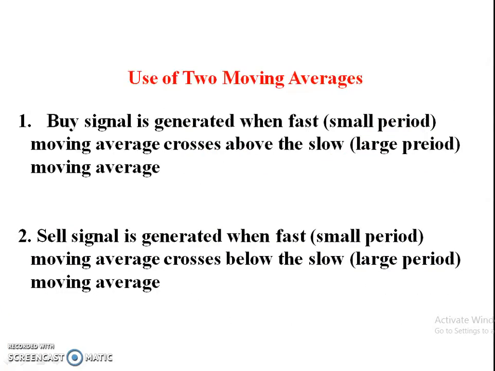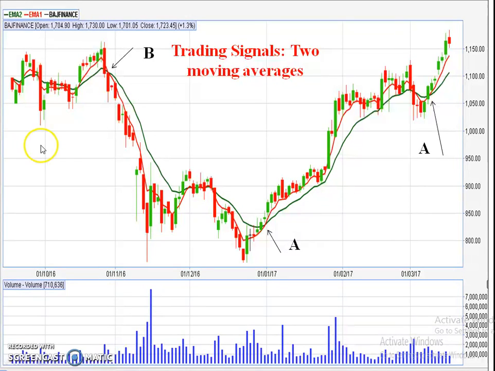Let us now understand buy-sell signals if two moving averages are used. Buy signal is generated when fast moving average of small period crosses above the slow moving average of the larger period. Sell signal is generated when fast moving average of small period crosses below the slow moving average of the larger period. In this slide, at the letter A, the red-colored fast moving average crosses the green-colored slow moving average from below and moves above it. This gives buy signal. Here, the stock or the future can be bought.